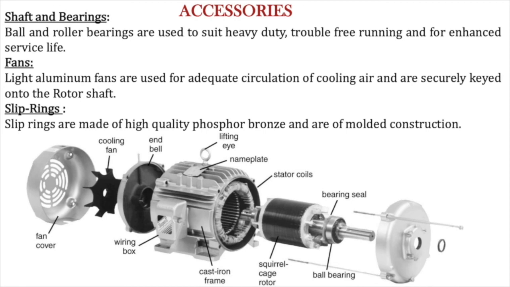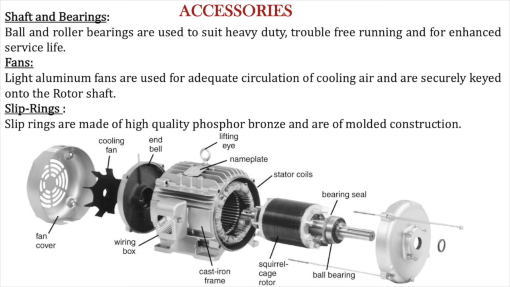There are other parts also involved in the construction of induction motors, that is, the shaft and bearings. Ball and roller bearings are used to suit heavy duty, trouble-free running and enhanced service life. Fans have to be light. Therefore, light aluminum fans are normally used for adequate circulation of cooling air and are securely keyed onto the rotor shaft. The fans help in cooling the motor naturally as it rotates. The slip rings are made up of high quality phosphor bronze and are of molded construction.